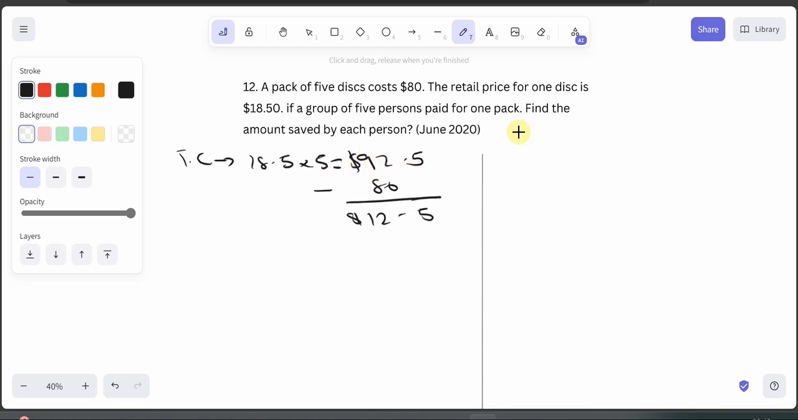And also, we need to find the amount saved by each person. So each person will just be 12.5 divided by 5. If you divide 12.5 by 5, that will give you $2.5. So each person saved $2.5. So that's basically the question. It's just about understanding what is really happening. Let's see if we are correct.